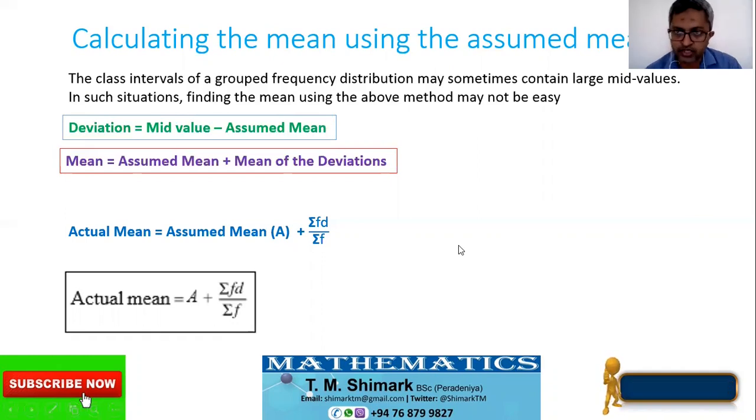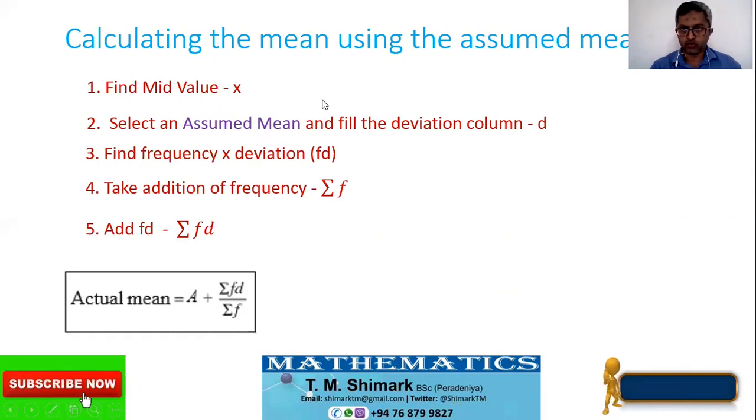Now we will see how we are going to deal with this. If you summarize that, maybe it's a little difficult to remember this, but when you get used to these questions, you'll be able to do that. First thing that you will do is find the mid value, which we used to do normally, and then select an assumed mean and fill the deviation column. Then what we will do is find frequency into deviation. Then take the addition as in the previous method.